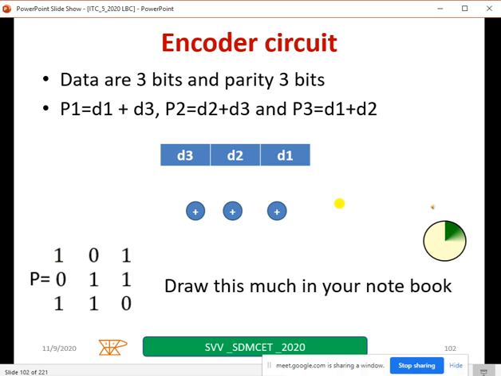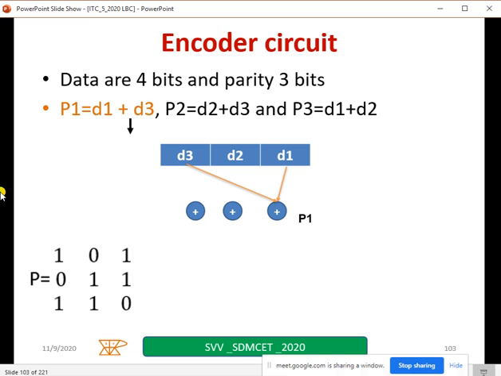I'll wait for another 10-20 seconds. Draw it neatly, and leave a little space above D1, D2, D3 and below P1, P2, P3. Let me go to the next. Okay, no need to draw. I will just tell you now, you understand. Anyway, this diagram will be shown again and again for another few slides. No need to worry. Observe here first.